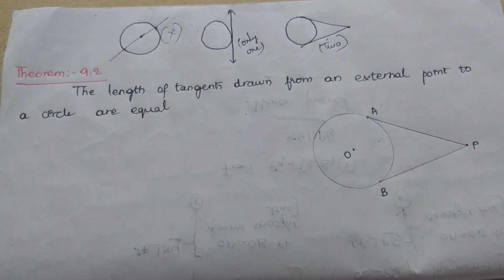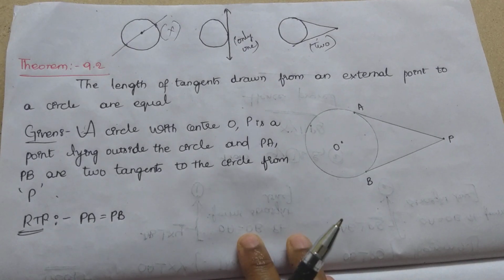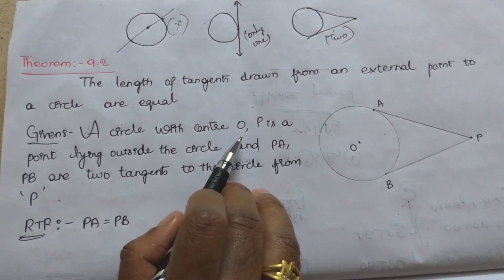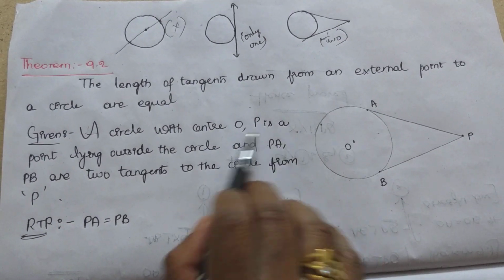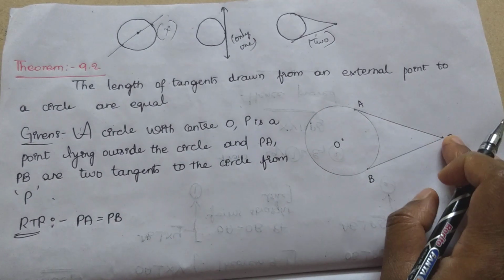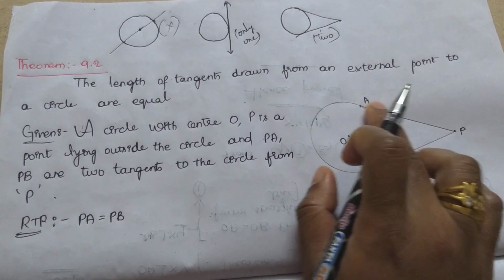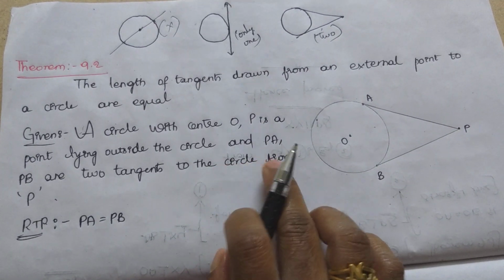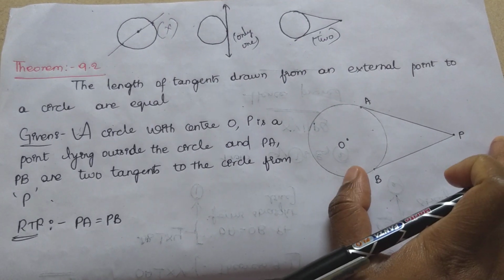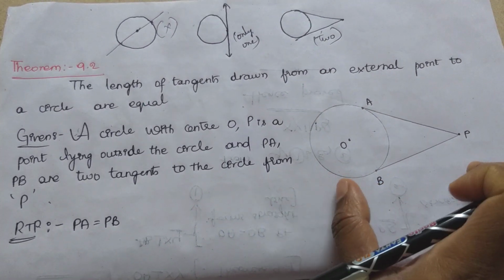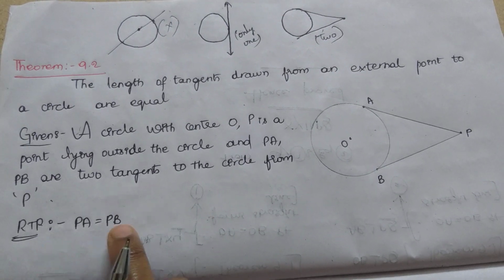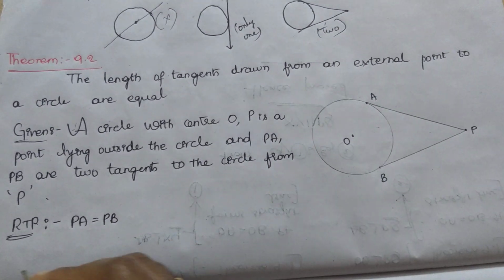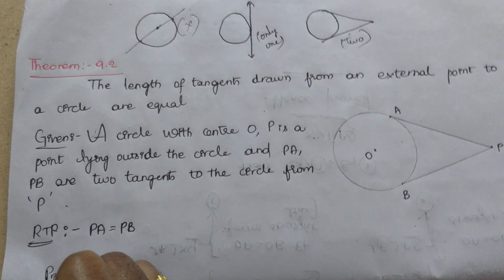Now let's write the given information. See here, I have written: given a circle with center O, P is a point lying outside the circle, and PA, PB are 2 tangents to the circle from P. Clear? This is the information. Based on the information I have drawn the figure also. So required to prove is PA equals PB. This is what we need to prove. So now let's enter into the proof part.